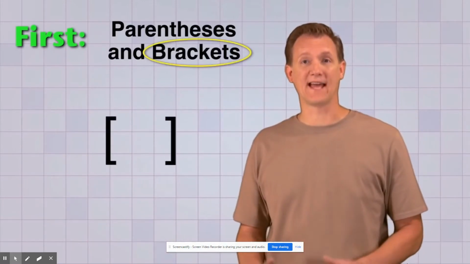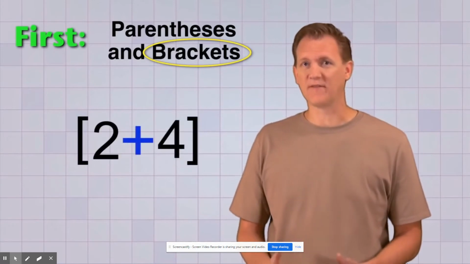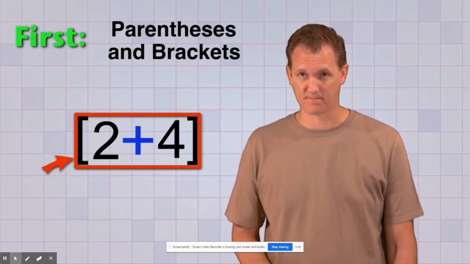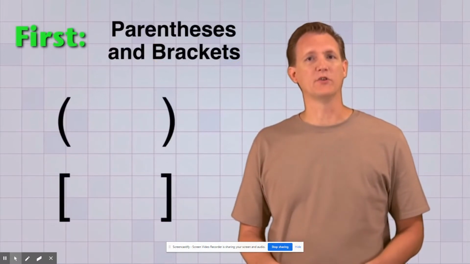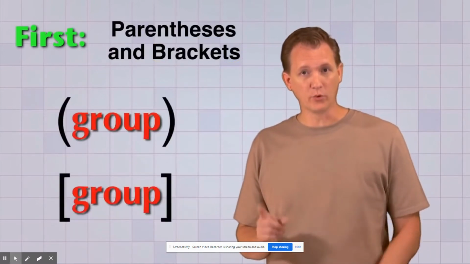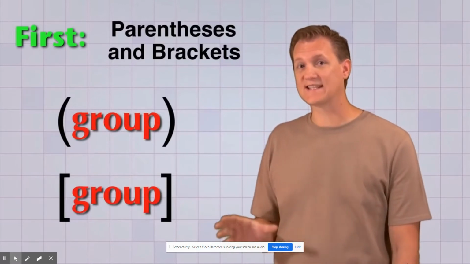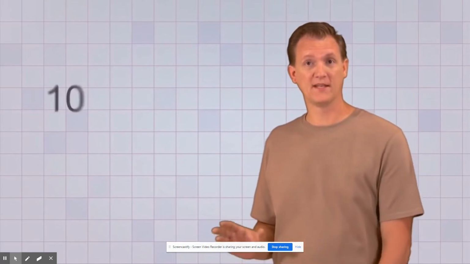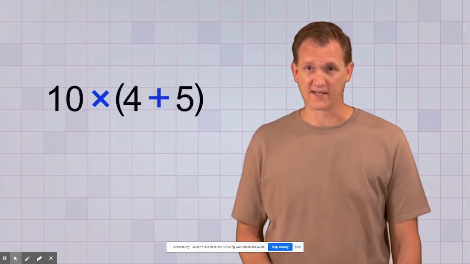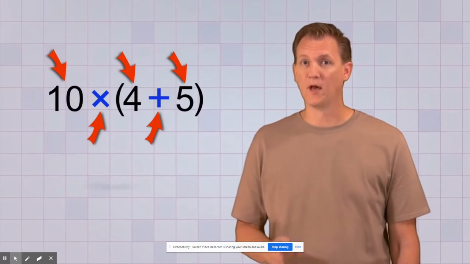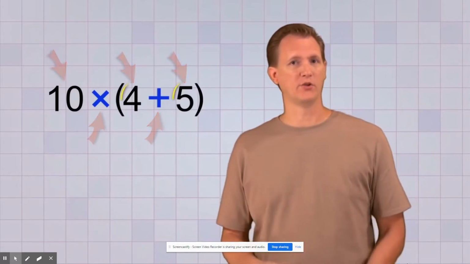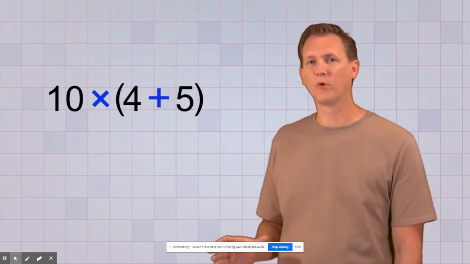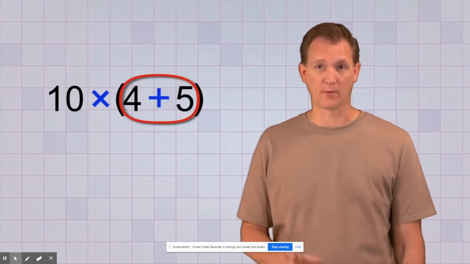And brackets work exactly the same way as parentheses. They just have a different shape that looks a little more boxy, but they mean exactly the same thing. So parentheses and brackets are used to group things together, and our rules tell us to do any operations inside these groups first. For example, have a look at this problem. 10 times (4 plus 5). It has 3 numbers and 2 operations, multiplication and addition. But 2 of the numbers and the addition symbol are inside parentheses. That means that they form a group, and we need to do that part of the problem first.